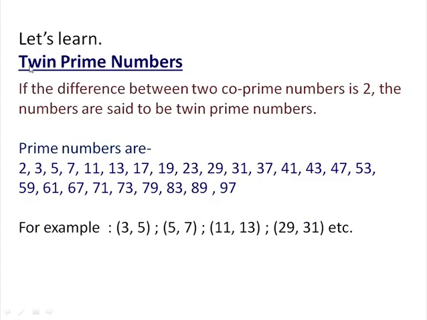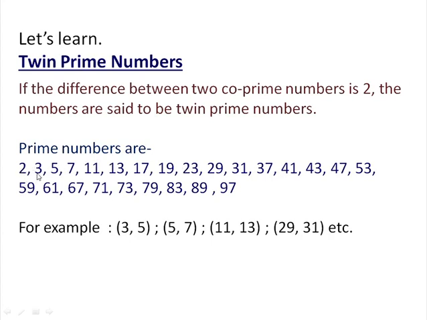Now, let's learn about twin prime numbers. What are twin prime numbers? If the difference between two co-prime numbers is 2, then the numbers are said to be twin prime numbers. That is, if you take any two co-prime numbers and their difference is 2, you can call them twin prime numbers. In the previous slide, we have seen all prime numbers are co-primes.